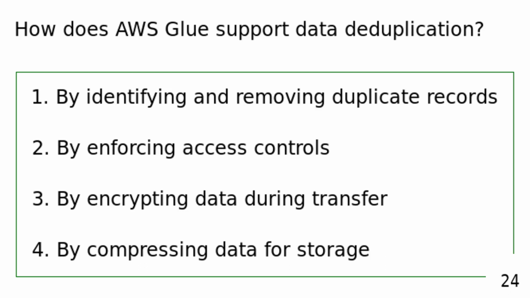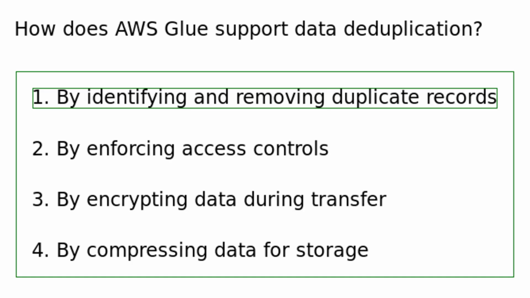How does AWS Glue support data deduplication? By identifying and removing duplicate records. By enforcing access controls. By encrypting data during transfer. By compressing data for storage. The correct answer is by identifying and removing duplicate records. AWS Glue supports data deduplication by identifying and removing duplicate records during the data processing and transformation process, ensuring data accuracy and consistency.